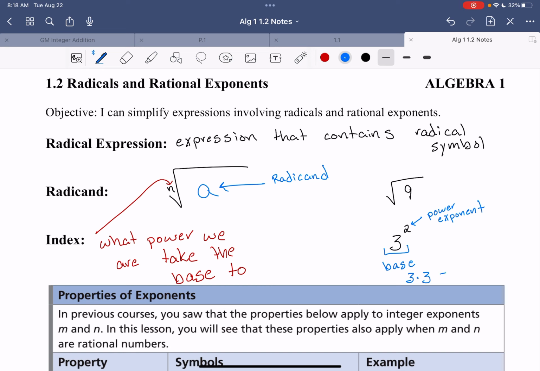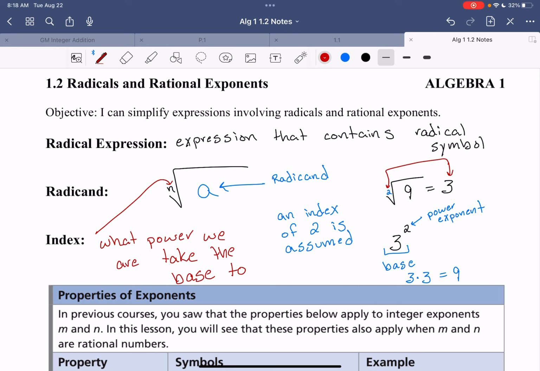And since 3 times 3 is 9, then for the square root, the index in here is a 2. Notice I put that little 2 in there. My index is a 2. And when the index is 2, we tend to not write it. It's just assumed the index is 2 if it's not written. So since 3 to the second power is 9, the square root of 9 is 3. This is asking, what number do I take to the second power to get 9?